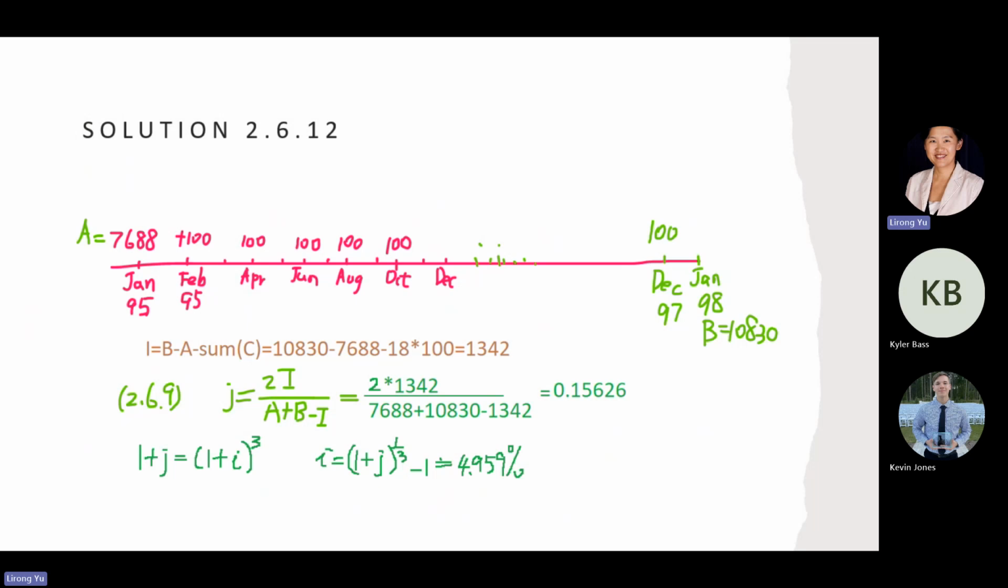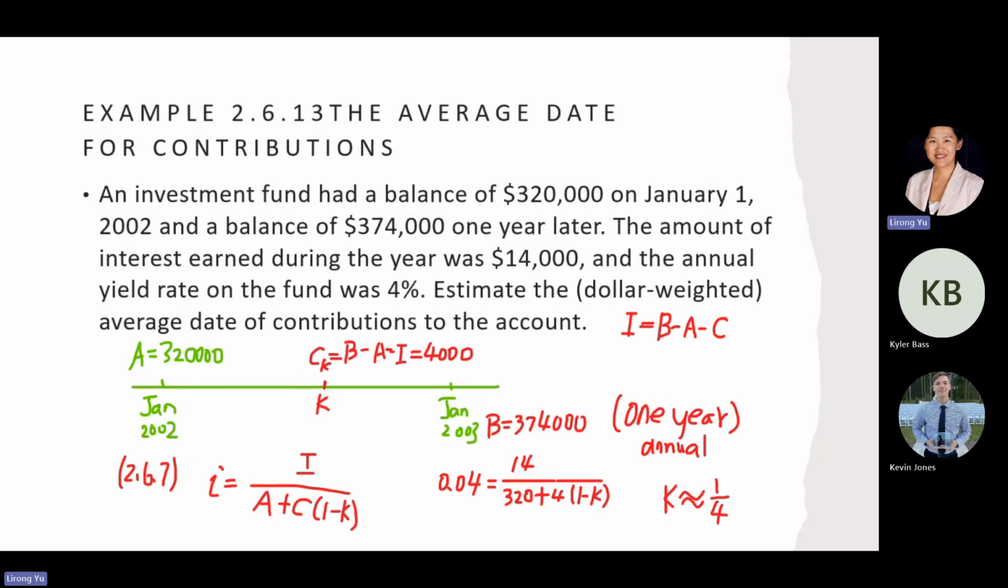So that's a question where it will be beneficial to have a shorter version of the formula. All right, this is the average date for contribution. That was for this formula. If we are trying to figure out the appropriate time for contribution, we might want to find out where that time of the contribution is. So here is one of the questions.